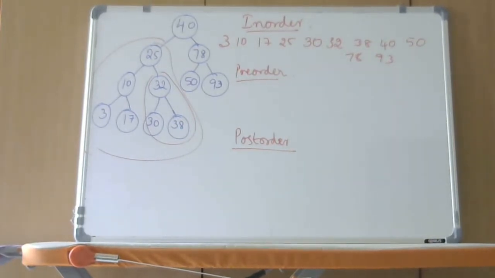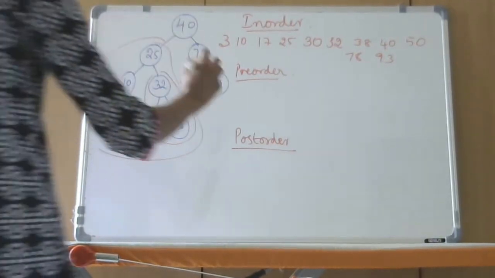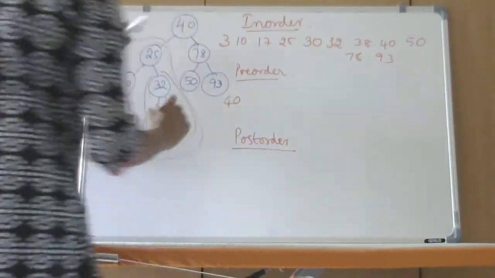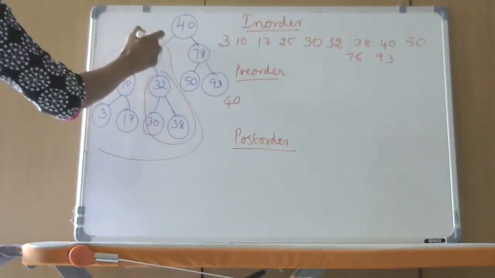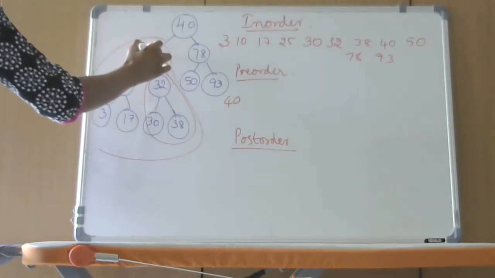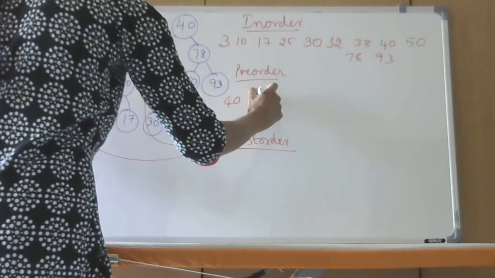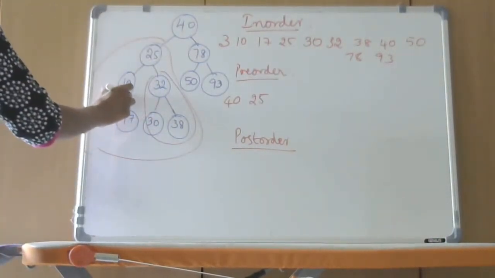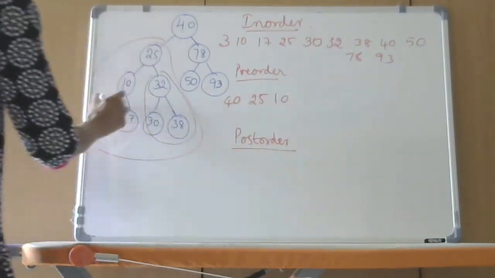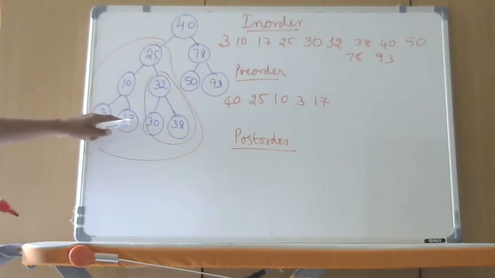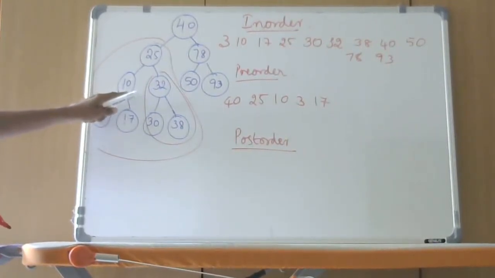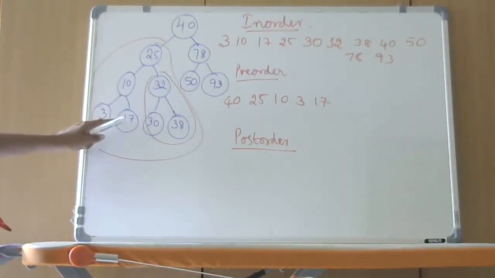Coming to your pre-order. Pre means root. Root, left, right. First is root, so I start with 40. Next I come to the left. Again here for 25, root, left, right I should follow, so I write the root first. Again I come here, root, left, right. So I will write 10. Left is 3. Right is 17. So left is over, root is over.